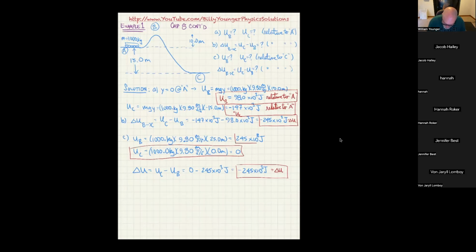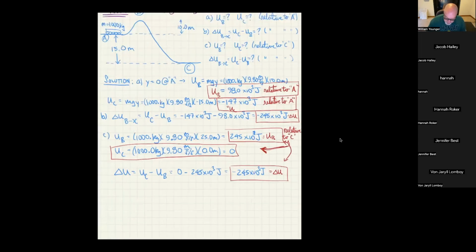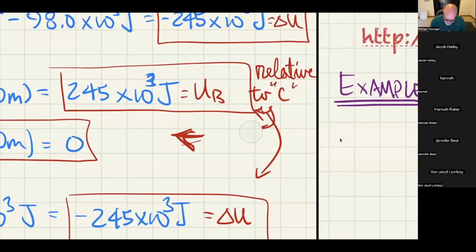Do the same thing here. I'm going to say this one's equal to UB, and that's relative to C. And relative to C. Anybody have any questions on that? I know that could have been done a lot worse, but not much.